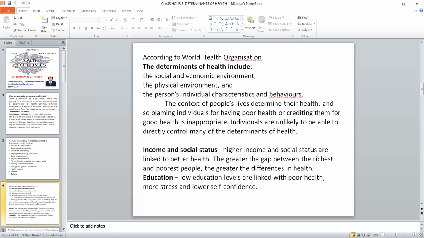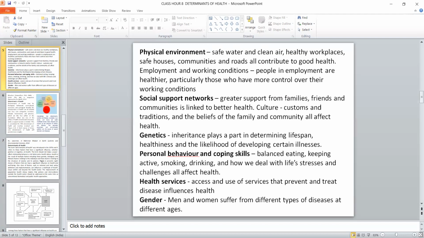The second one is education. Suppose the people are not educated, with a very low level of education, which definitely influences health. There will be poor health, more stress and less self-confidence. All these things will be there. Therefore, the health will deteriorate. The third factor is physical environment. Suppose we don't have safe water or clean air, no proper working place, and a very dirty environment. All these things will definitely deteriorate your health. Instead, with safe water, clean air, a healthy workplace, safe houses and communities, and proper infrastructure, all these things will improve your health.